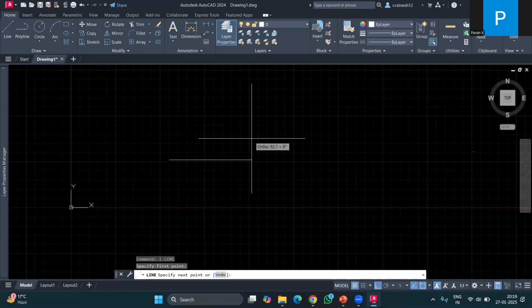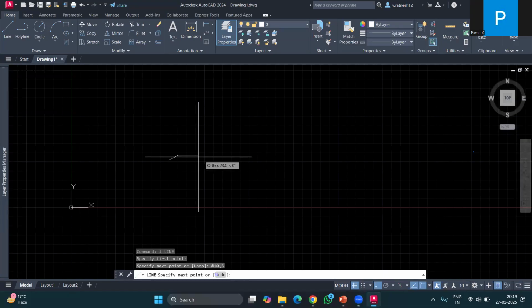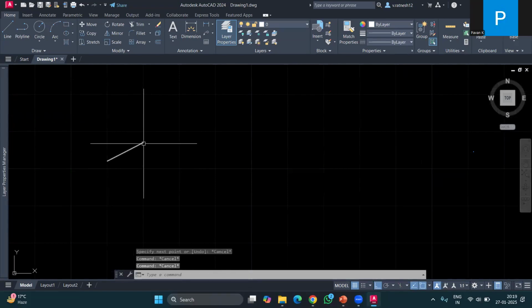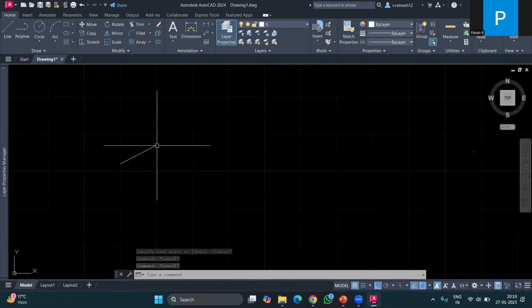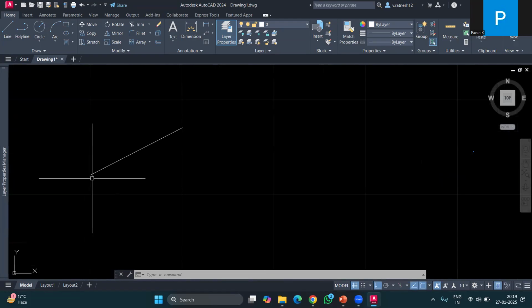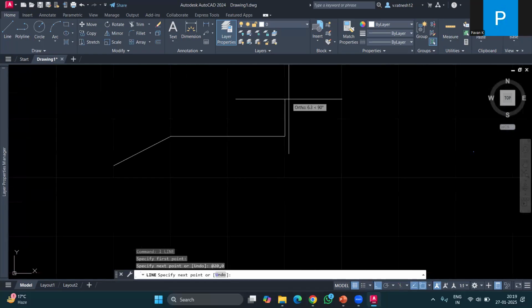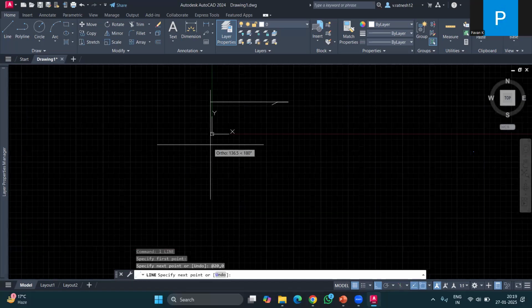I'm giving the value at the rate 10 comma 5. You can see in X it is 10 and in Y it is 5. So the next value is considered from the previous one. Just the previous one. I give the command L, and now I give a value, let's say at the rate 20 comma 0. See, it is considering from the previous point, not from the origin.